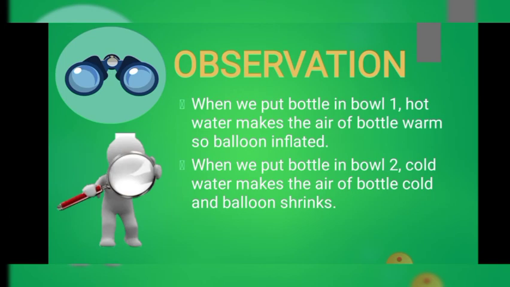And when we put the bottle in bowl 2, the cold water makes the air of the bottle cold and the balloon shrinks because the cold air moves in the downward direction. So it was forcing the balloon towards the downward direction, and that's why it shrank.